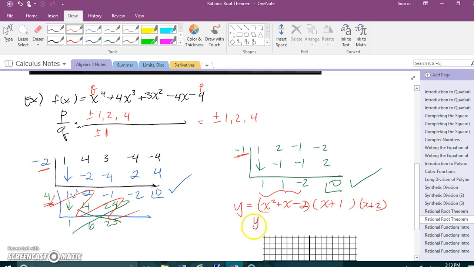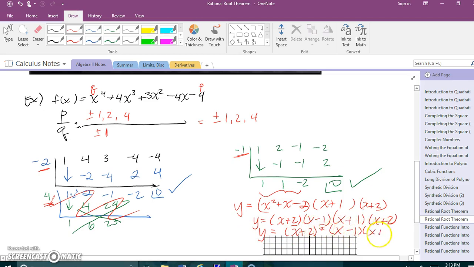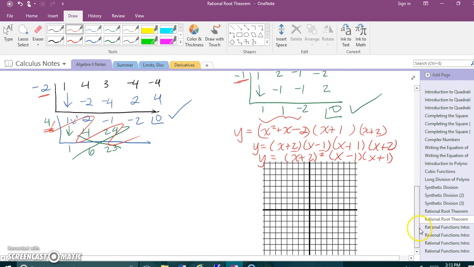So all I have to do is write this in fully factored form. So 2 and -1 multiply to -2 and add to 1. And then I still have this. Whoa, multiplicity! Look at that. x plus 2 squared, x minus 1, x plus 1. Good thing we know what multiplicity is, right? So I have -2, 1, and -1 as my zeros.